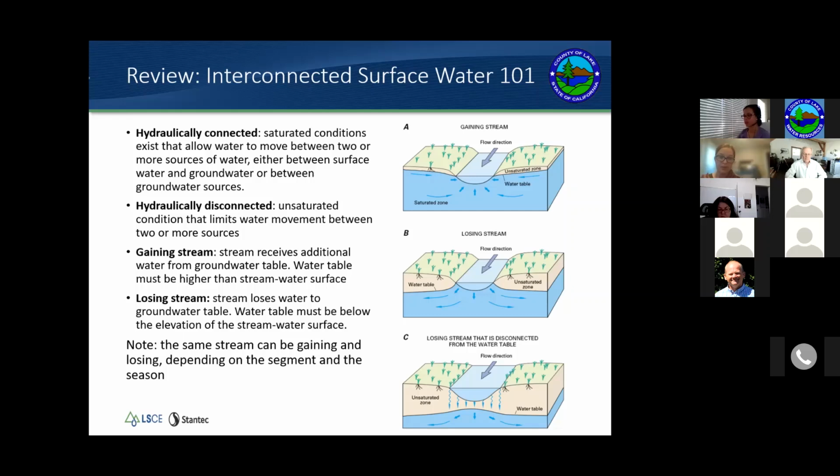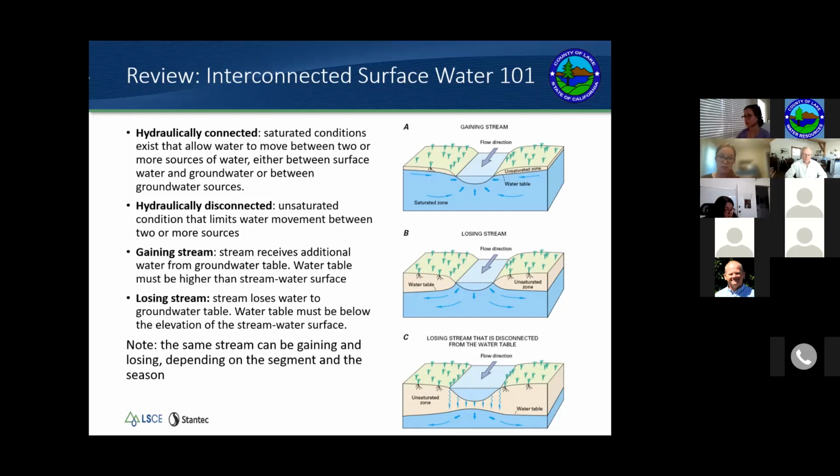And then on top of that, there are gaining streams or losing streams. The gaining stream is shown in figure A, and that is when the stream is getting more water from the groundwater table. So the groundwater table is up high and the stream is lower in elevation, and you have additional water coming in from the aquifer feeding the stream. But you can also have the opposite situation, where the surface water is contributing and losing water to the aquifer, and that's shown in figure B.